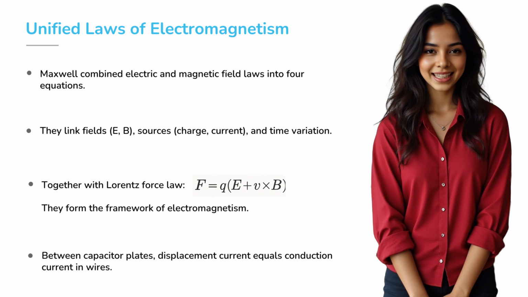Now here's where things get legendary. Maxwell didn't stop at patching Ampere's law. He gathered all the known laws of electricity and magnetism, Gauss's law, Faraday's law, Ampere's modified law, and wrapped them into four compact, powerful equations. Together, we call them Maxwell's equations. Add to this the Lorentz force law, F equals q times bracket E plus v cross B bracket, and you've got the complete mathematical framework of electromagnetism. These equations don't just describe charges and currents, they predict waves, forces, and the very heartbeat of modern physics.